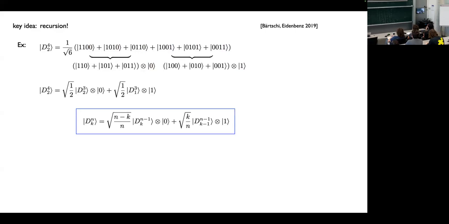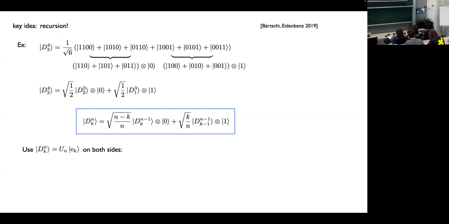And it's very easy to convince yourself that I can write Dnk in terms of Dn1. So 1 less qubit, okay, but here k ones and here k minus 1 ones because I took out a 1 already. And these are the right coefficients. Okay, so what I'd like to do now is exploit this recursion to get a recursion on the Dicke operator.